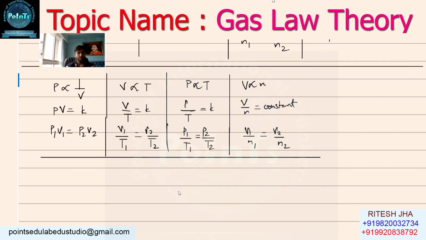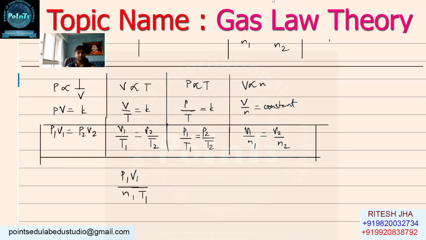When you combine all of these, what we get is P1 V1 over N1 T1 equals P2 V2 over N2 T2. Now suppose the number of moles and temperature are constant. Then I'll simply mask these, and what we get is Boyle's law: P1 V1 equals P2 V2.